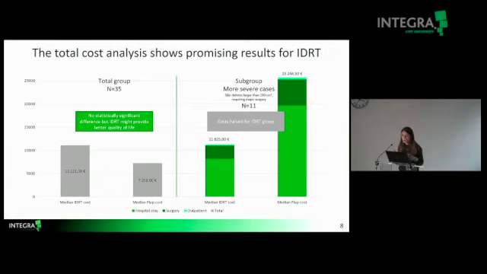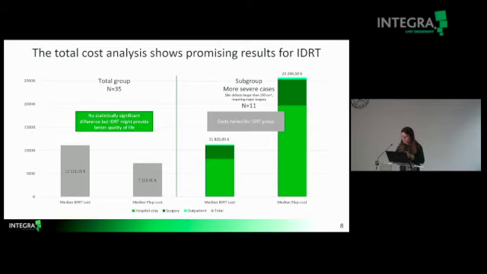At the end, what happens is it's a very small group. It's only 11 patients, so we cannot perform statistical analysis, and we cannot conclude to any statistically significant difference. So we just have a trend that tends to show that idrt has a much lower total cost than flaps for severe cases.